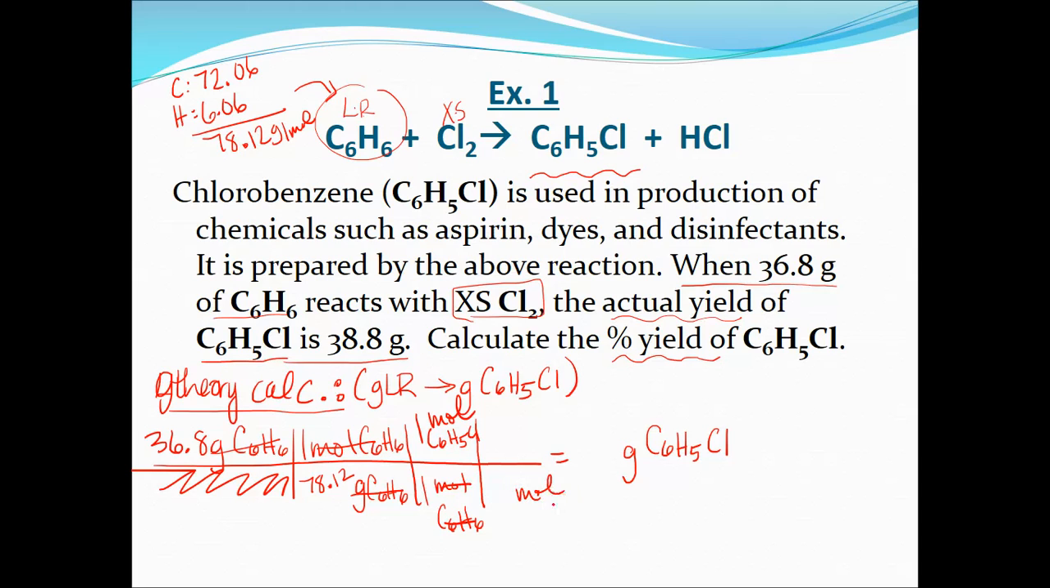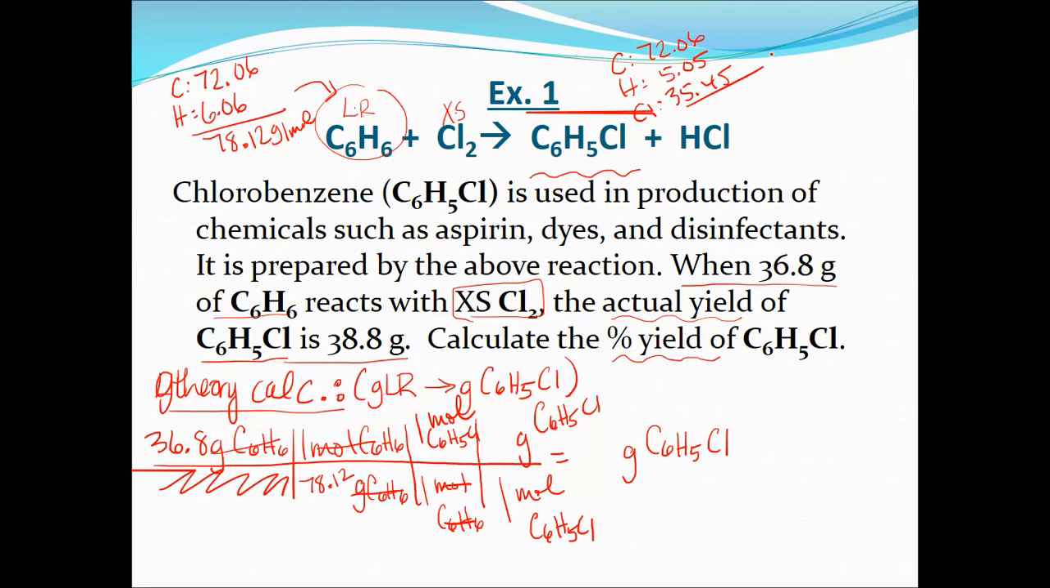Let's continue on. That's going to let moles of C6H6 cancel. Now we need moles on bottom of C6H5Cl and grams of C6H5Cl. This is the molar mass, so it's grams per 1 mole. So let's figure out the molar mass of the C6H5Cl. For all the carbons, there's 6 of them times 12.01. So that's going to give me 72.06. There's 5 hydrogens, so that's going to be 5.05. And there's 1 chlorine, so that's going to be 35.45.